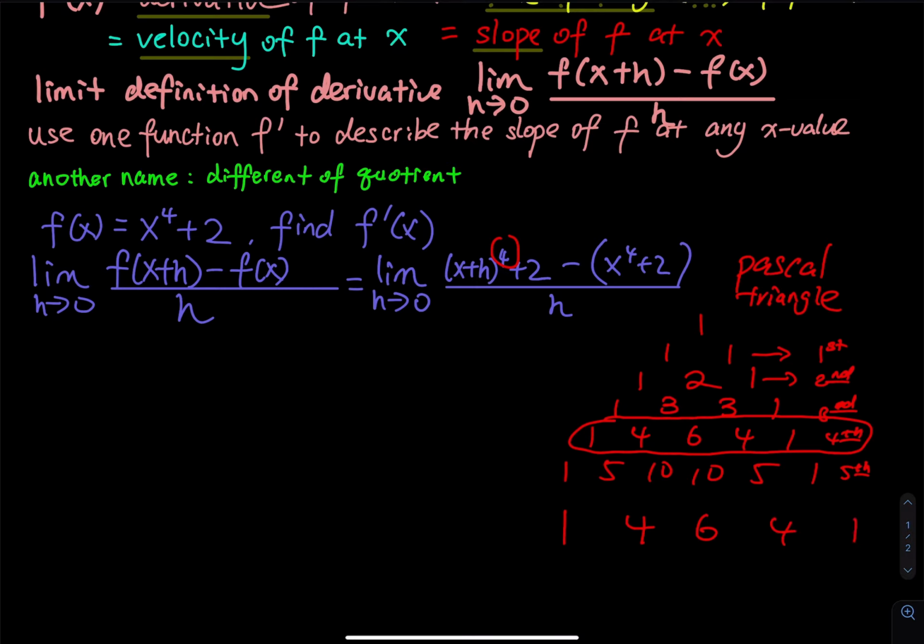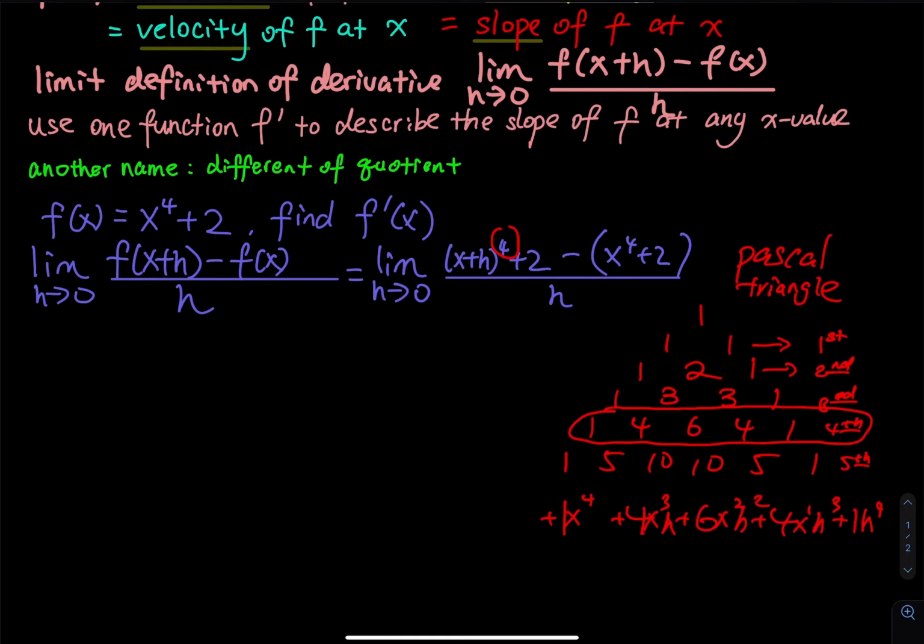And then since this is x plus h, the sign pattern is all plus. And then for x, we raise that to the fourth power, right? So that is x to the fourth, x to the third, x squared, x to the first, and x to the 0, which is 1. And then for h, we have h to the fourth, h to the third, h squared, and then an h.